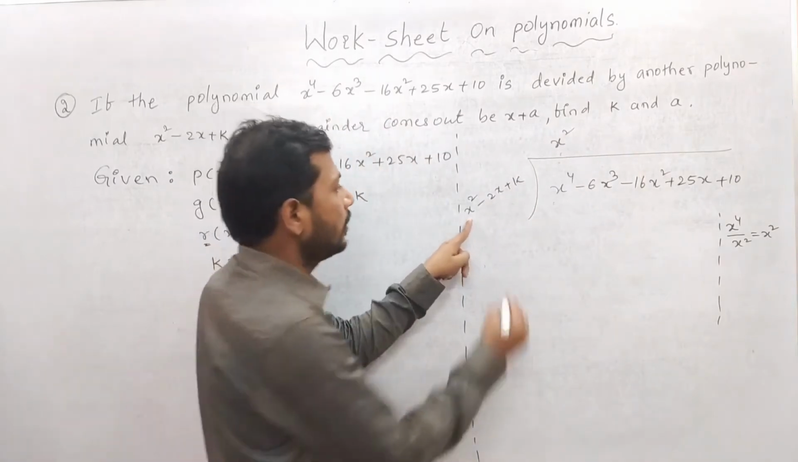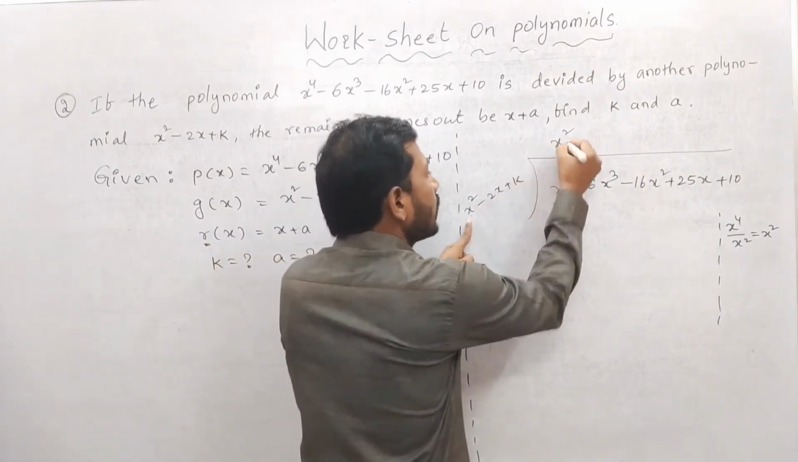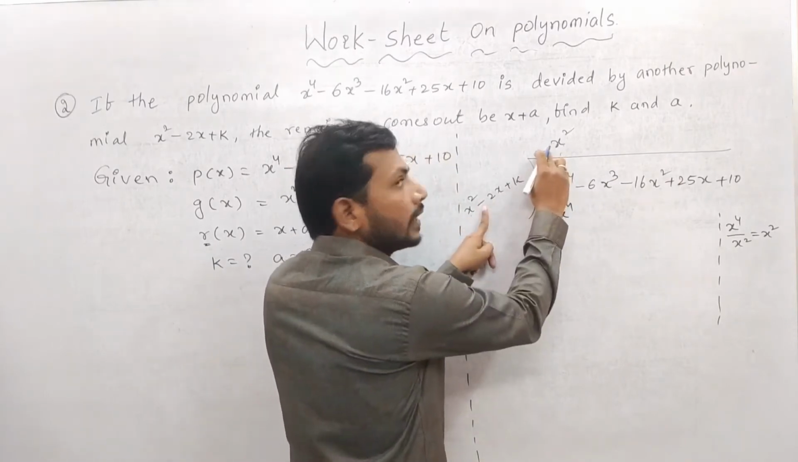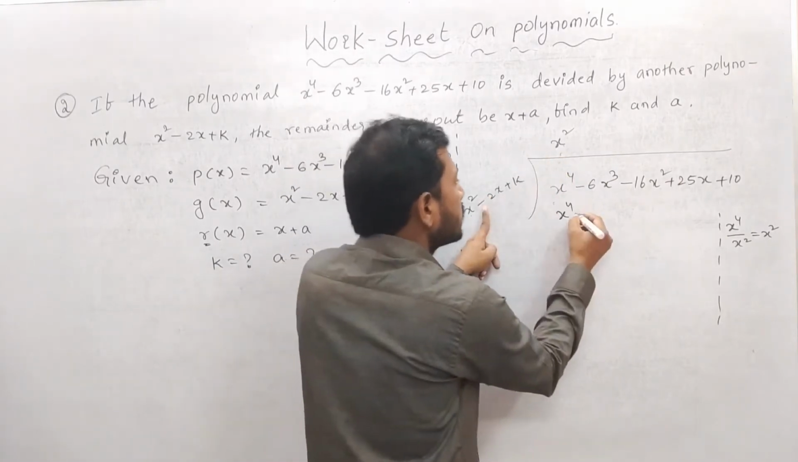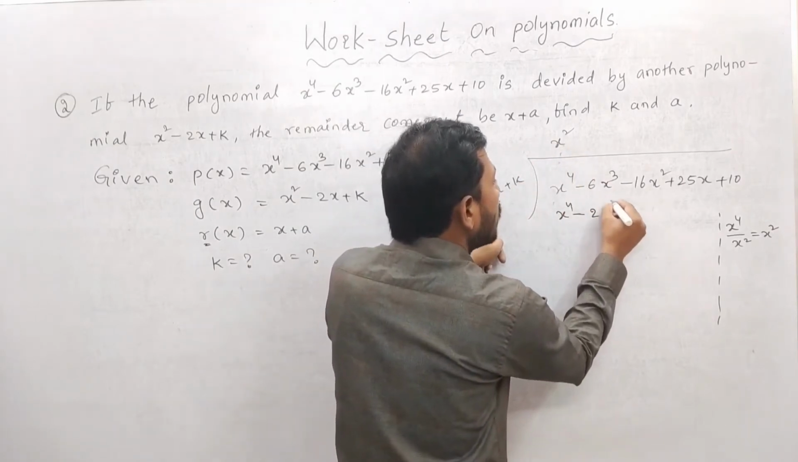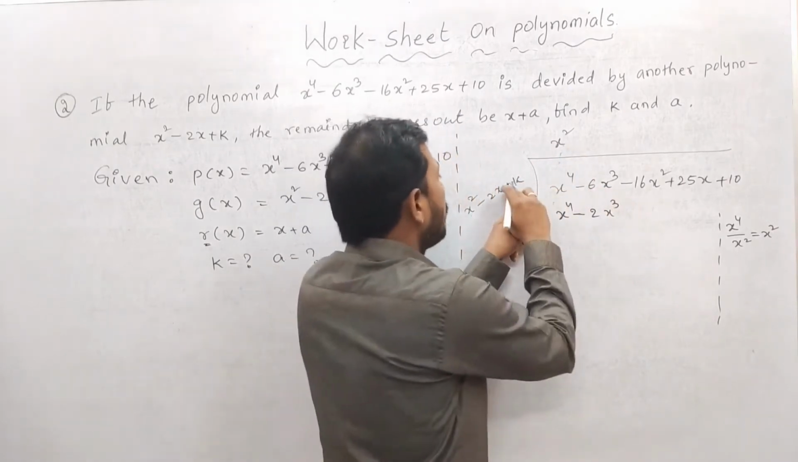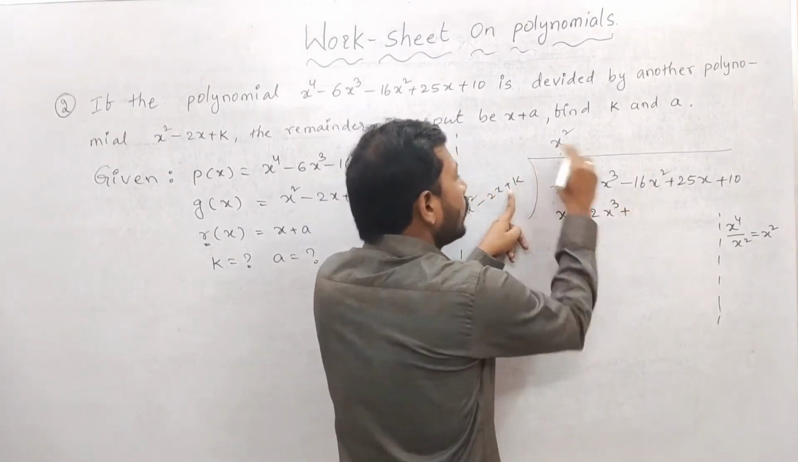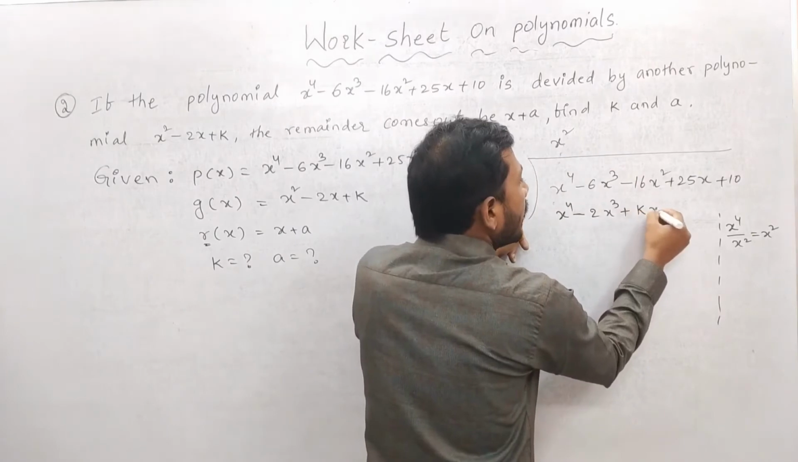Then simply multiply x square into x square, x power 4, sir. This is minus, here nothing is there, so plus. Plus into minus, minus, sir. 2x into x square, 2x power 3, sir. Next plus, here nothing is there, so plus only. k into x square, kx square.